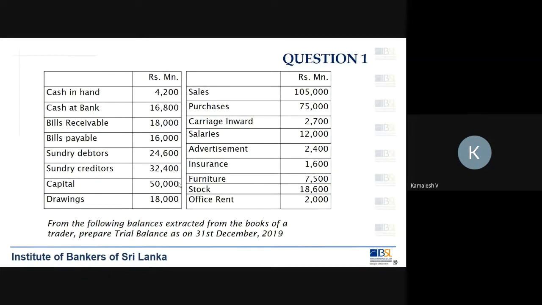So the drawings are a negative capital, so the 18,000 is a debit balance.